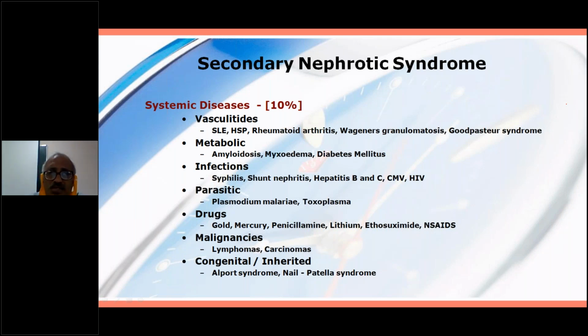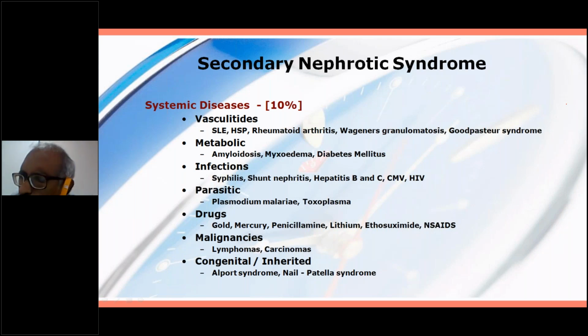Then there are metabolic diseases like amyloid disease, not so common in children but very common in adults. Myxedema, post hypothyroidism, will lead to it. Some cases of diabetic nephropathy may also lead to nephrotic syndrome. And some infections lead to nephrotic syndrome.